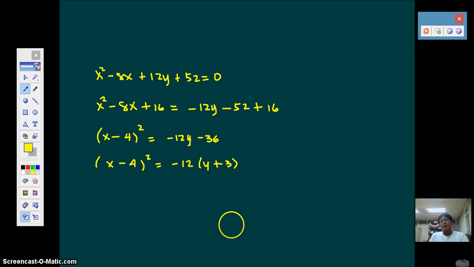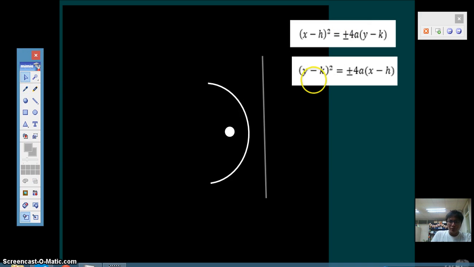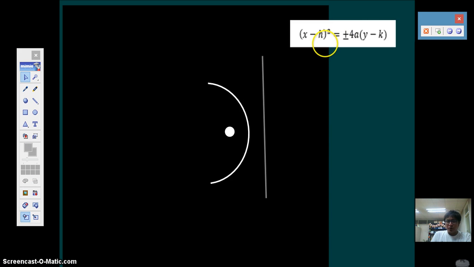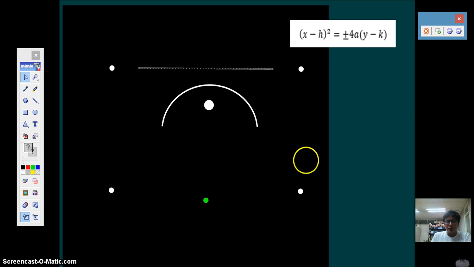Be careful in your standard form, because if you get the incorrect standard form, then all your parts will be wrong also. So notice that the variable x is being squared, the right side is negative, therefore this is of this form: x minus h squared equal to negative 4a times y minus k. So negative means a parabola that opens downward. Relative positions of the special parts: the vertex would be here, the focus should be a point below the vertex, and the directrix should be the line above the vertex of your parabola.